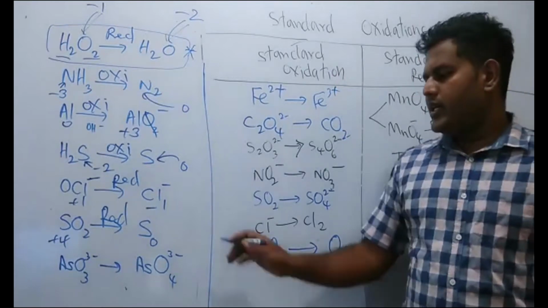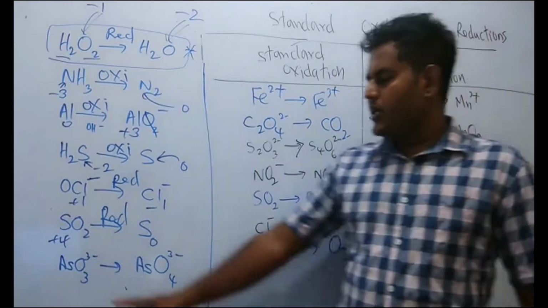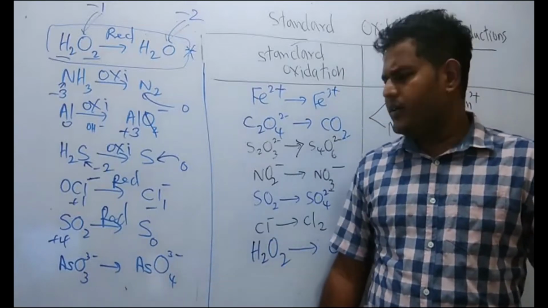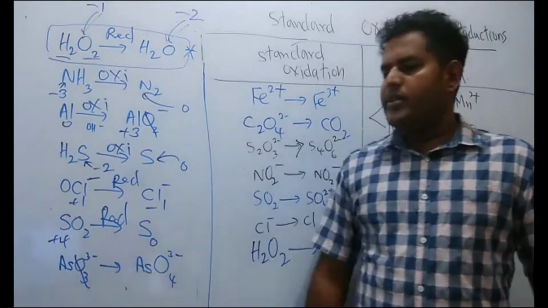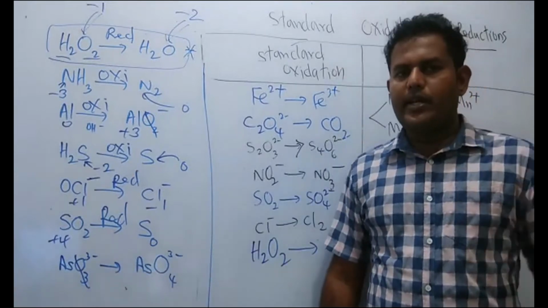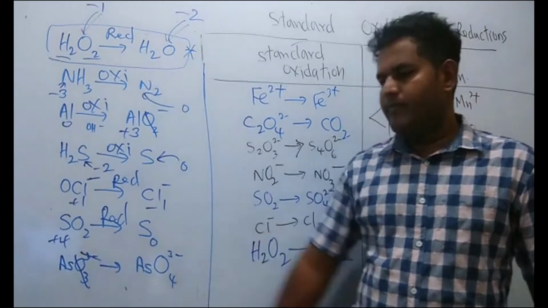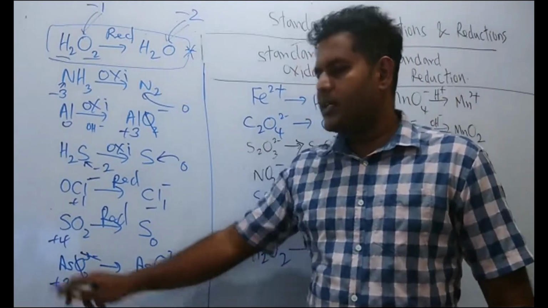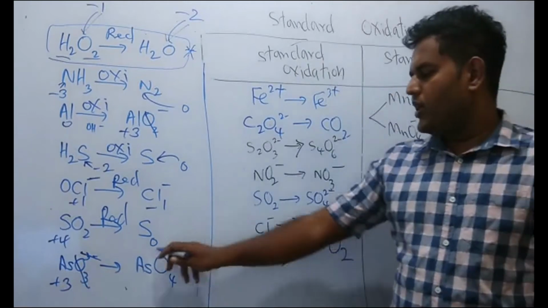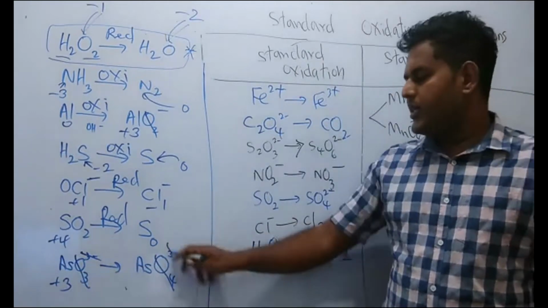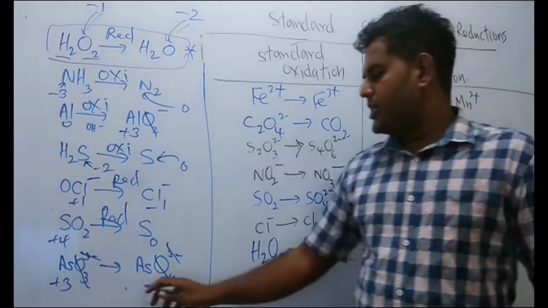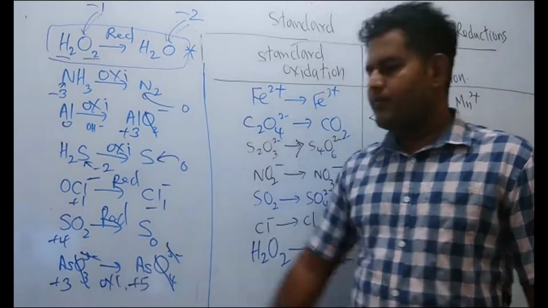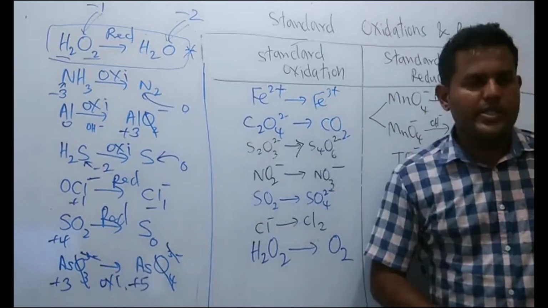AsO3 3 minus, AsO4 3 minus. How to find? Minus 2 times 3 is minus 6. Minus 6 less this 3, minus 3. This arsenic should have plus 3. Then minus 2 times 4 is minus 8. Minus 8 plus 3 is minus 5. Then this arsenic is plus 5. So plus 3 to plus 5. It's an oxidation. Let's put this down.